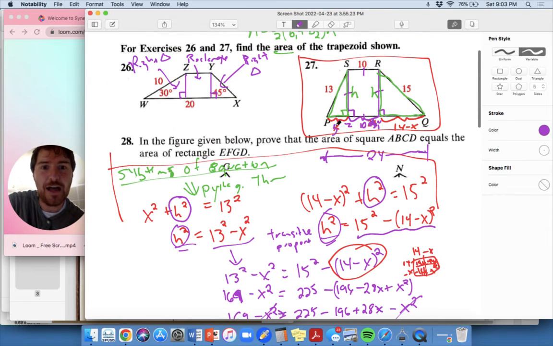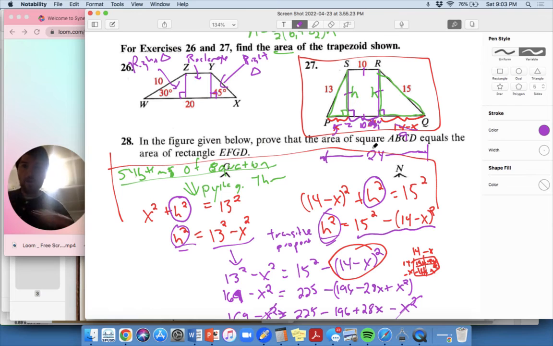So x is actually 5. What does that mean? Well, my missing dimension PZ is 5. 14 minus x, well, 14 minus 5 is 9. And it works out: 5 plus 10 is 15, plus 9 is 24. There we go, we got the whole base, the little components of the base after we drop the altitudes in. Can we get the height? We sure can. Why? 5, 12, 13, a Pythagorean triple. 5 squared is 25, 12 squared is 144, 25 plus 144 is 169. That is 13 squared, so it works out.